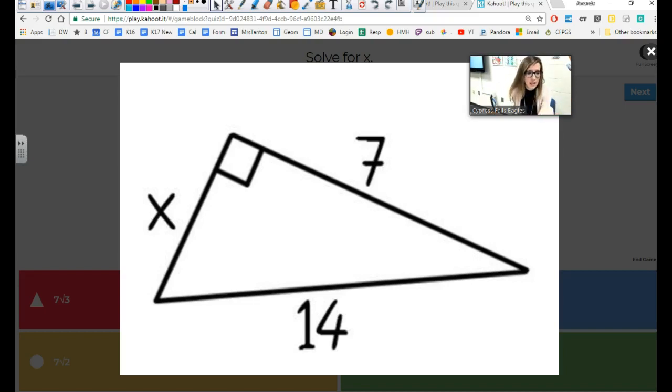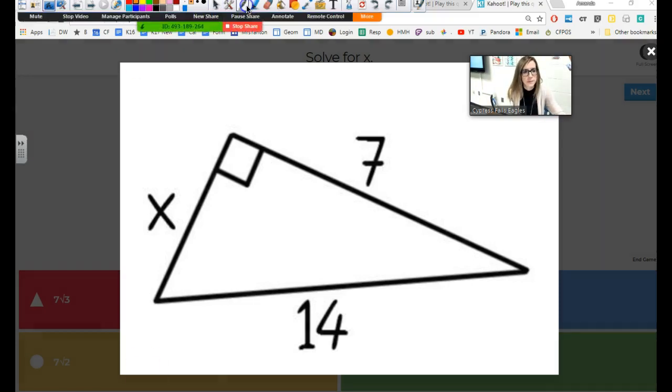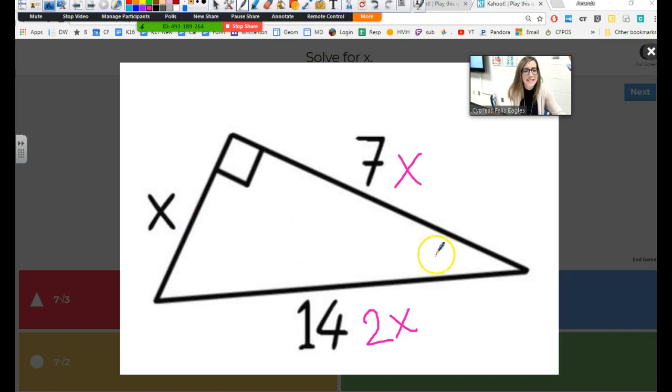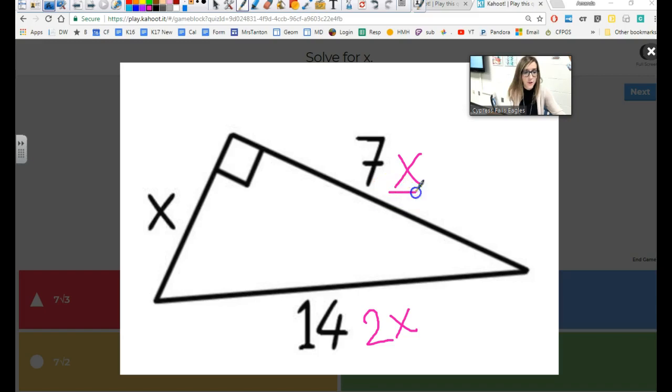What I wanted you to notice here was, how is 7 related to 14? What's their relationship? Like if this is x, what's this? 2x. So even though I was given none of the angles, if I know two sides of a triangle and they're following one of the rules of my shortcuts, then the third side has no choice but to follow the other part of the rule.